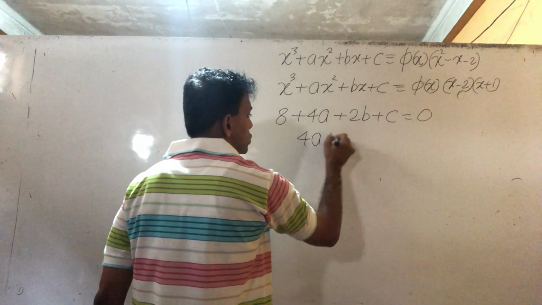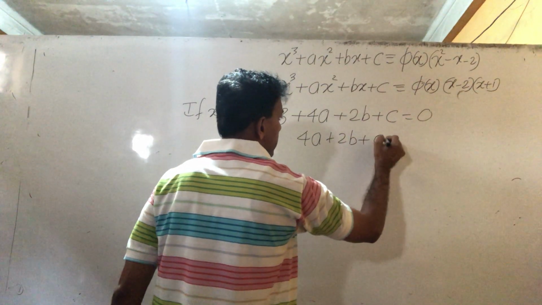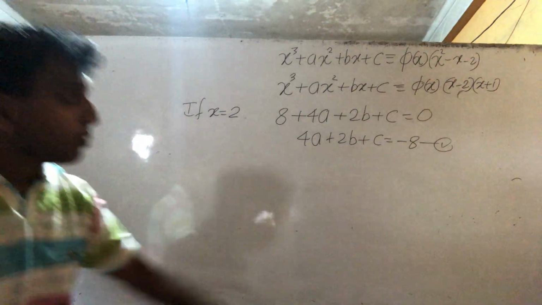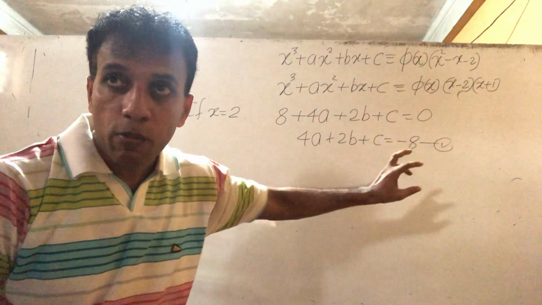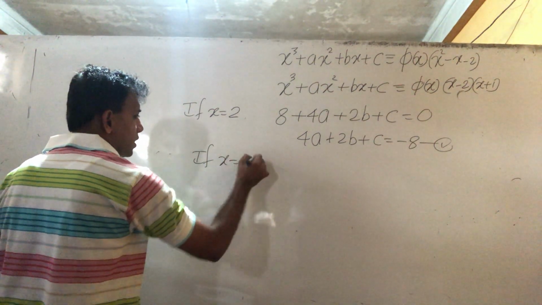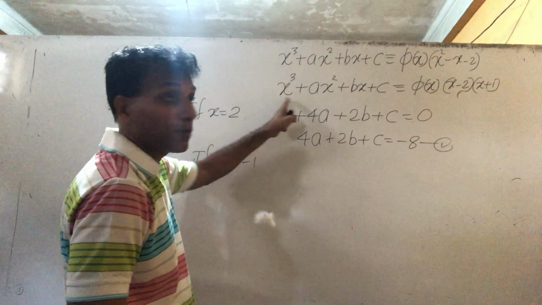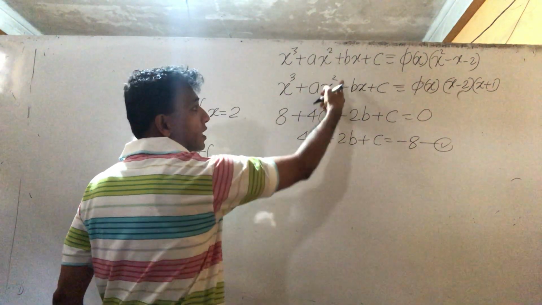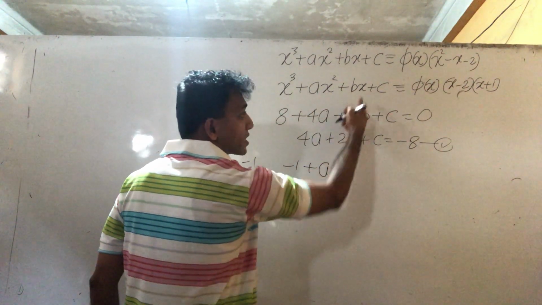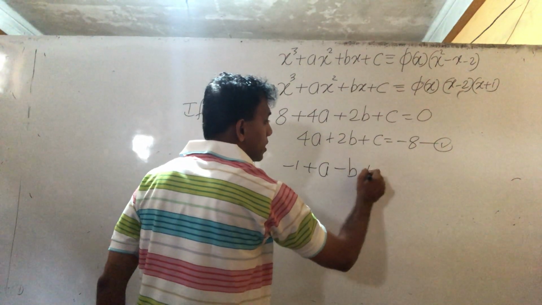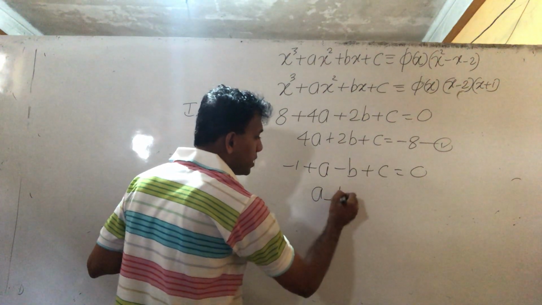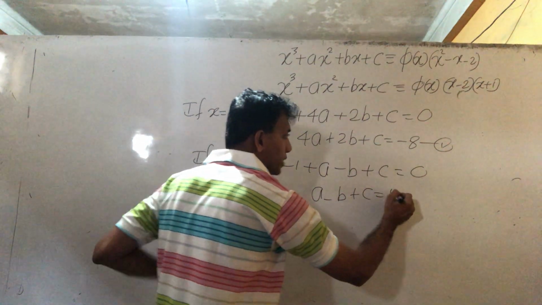4a plus 2b plus c equal to minus 8, say first equation, minus 8. Next one, put x for minus 1. Put x for minus 1 becomes 0. So if x equal minus 1, here minus 1 squared is positive, plus a, put x for minus 1, minus b equal to 0. So a minus b plus c equal to plus 1.